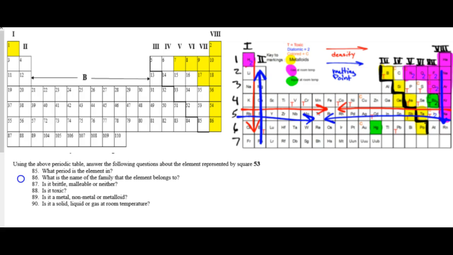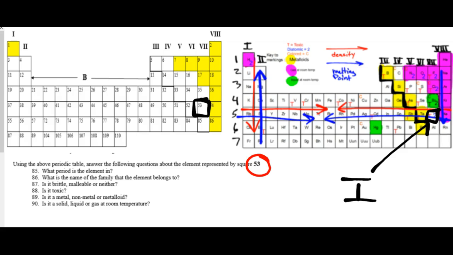So here we go. This is just from the back page of your lab book. In my lab book that I just opened up, it might be different numbers right here, 85 through 90, but we're talking about square 53. We would be talking about this element right here. So you would want to find that element on your periodic table, and that is iodine.